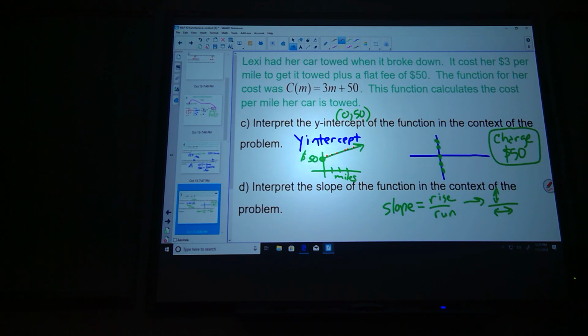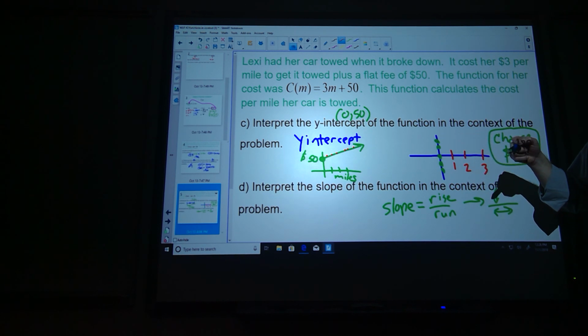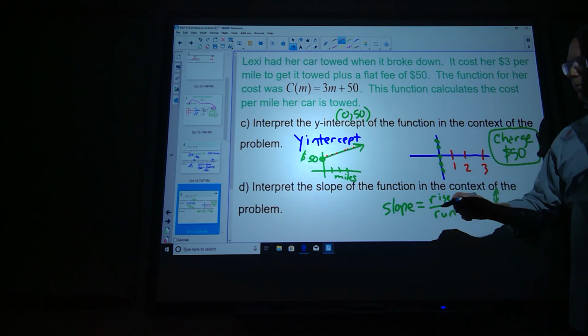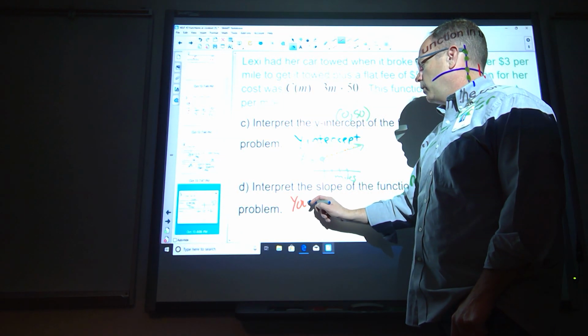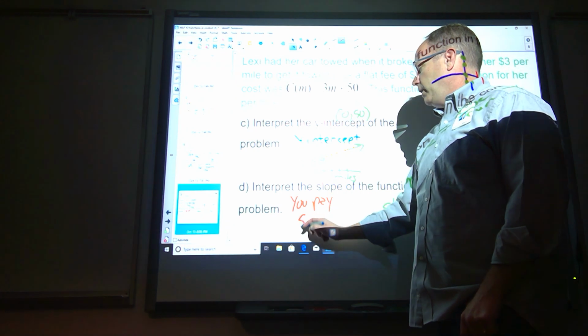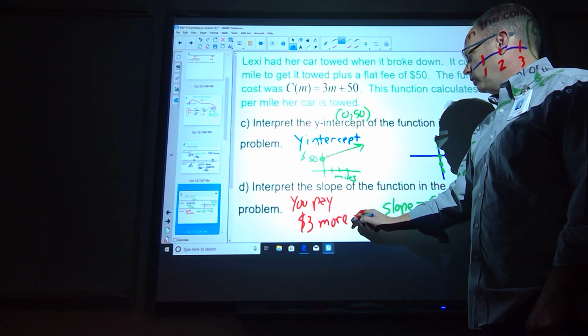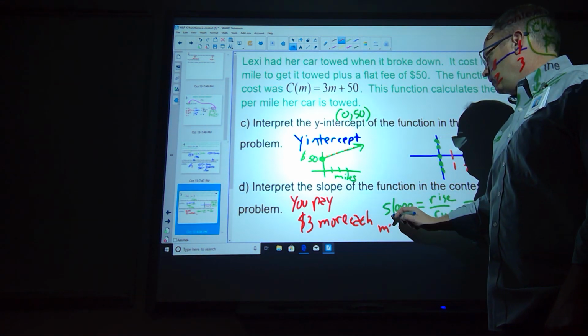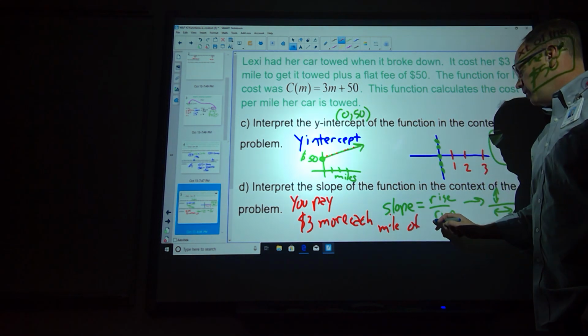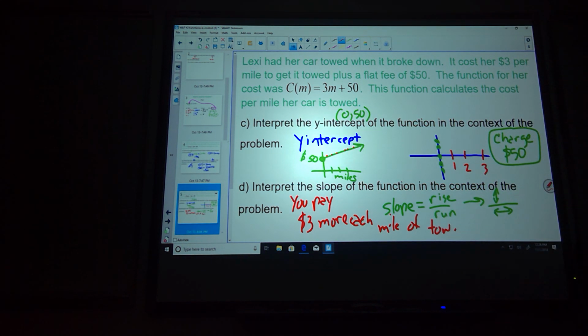What does the slope mean in context of this problem? Do they charge you more the further you drive? Yes. Okay. So in the y direction, every 1 mile extra you drive, or that your car is towed, you're paying how much more? $3. So you pay $3 more each mile of the tow. Does that make sense?